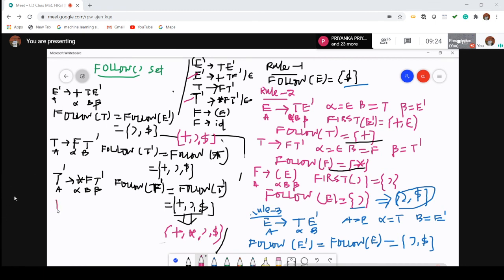What is the last production? The last production is F to bracket of E. We have already represented this in the form of alpha B beta. Can we represent it in the form of alpha B or not? Suppose I take this value as alpha. This value cannot be B. Why? B is a terminal symbol. Here it is a terminal, here is a non-terminal symbol, here is a terminal symbol. I cannot take E as a B.